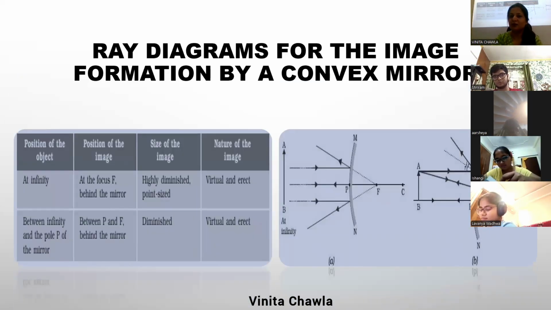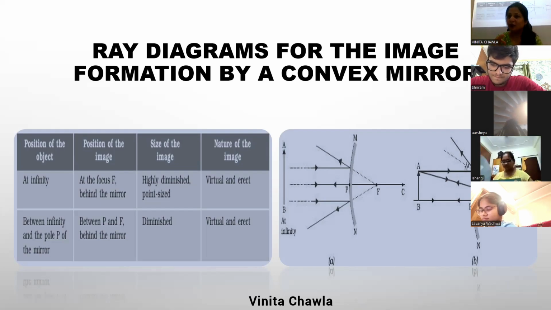And there we had done just 2 cases. One we did at infinity, and one in front of the mirror, between infinity and pole of the mirror. In both the cases we get a virtual and erect image. So in convex mirror we never get a real and inverted image. We always get a virtual and erect image, and the image is always diminished. It is smaller than the object.